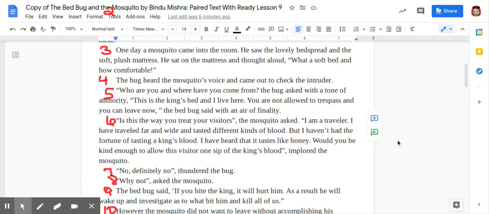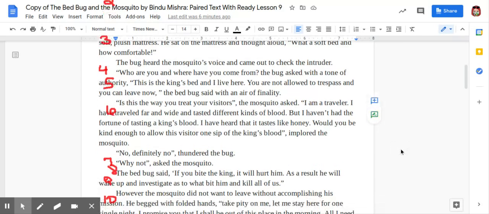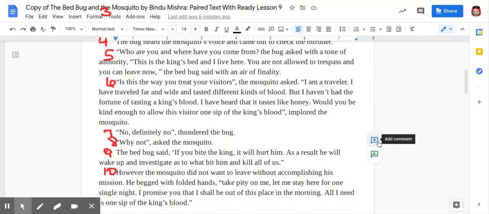"Why not?" asked the mosquito. The bedbug said, "If you bite the king, it will hurt him. As a result, he will wake up and investigate as to what bit him and kill all of us." However, the mosquito did not want to leave without accomplishing his mission. He begged with folded hands, "Take pity on me. Let me stay here for one single night. I promise you that I shall be out of this place in the morning. All I need is one sip of the king's blood."